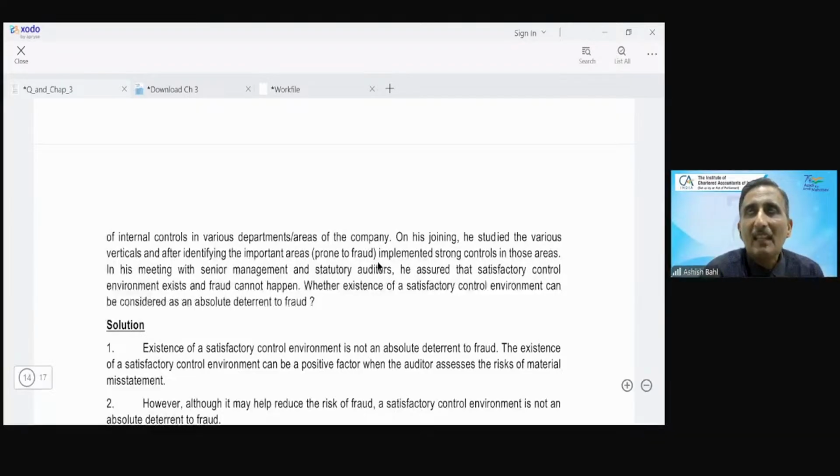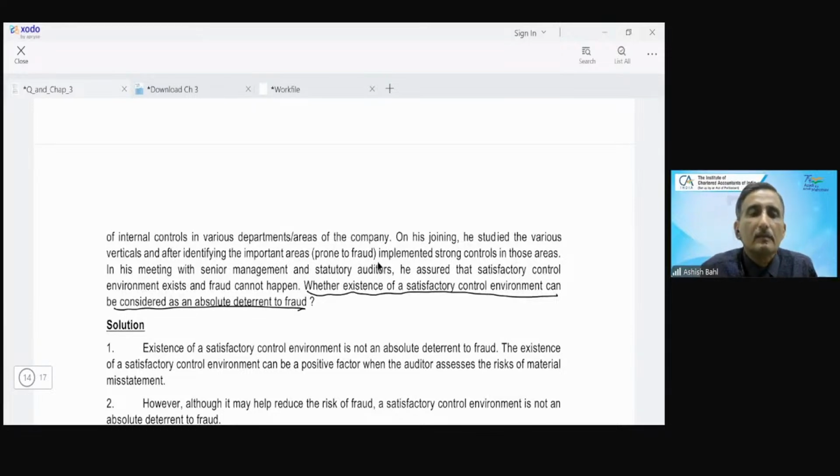And in his meeting with management and auditors, he has assured that a satisfactory control environment exists and fraud cannot happen. So the same thing which I had told you in the beginning: whether the existence of a satisfactory control environment can be an absolute deterrent to fraud. If the control environment of a company is good, can you say it is satisfactory? Can you say whether the existence of a satisfactory control environment is an absolute deterrent to fraud? That because the control environment is satisfactory, no frauds would likely happen.